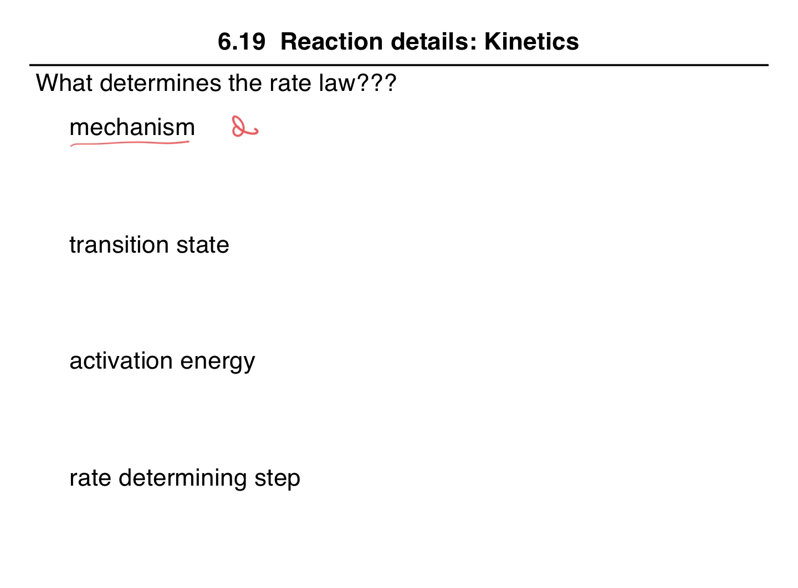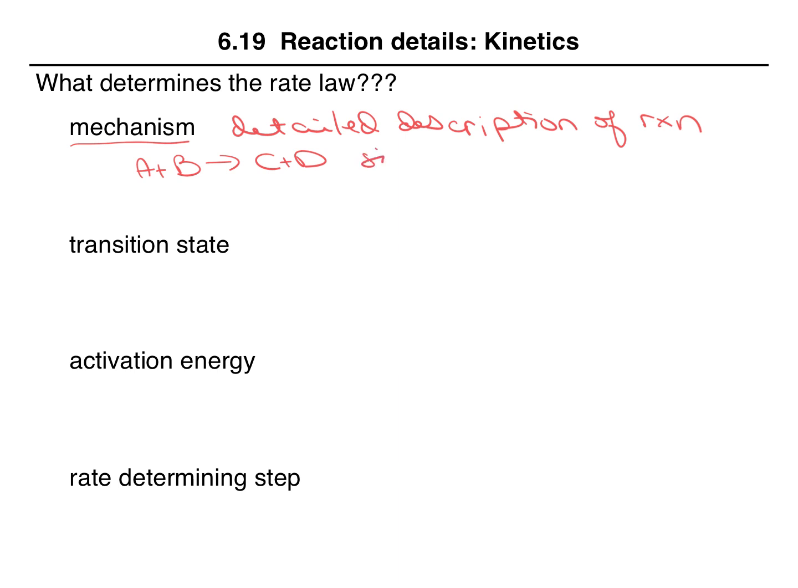So the mechanism is a detailed description of any reaction. So this will give us information on whether the reaction occurs in a single step or whether there are multiple steps, multiple elementary steps. Are there intermediates? For example, when we talked about A plus B reacting to form C plus D, it's possible that this occurs in a single step, and that would be a single elementary step.